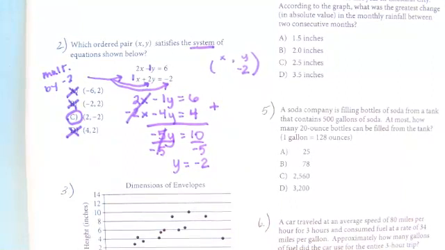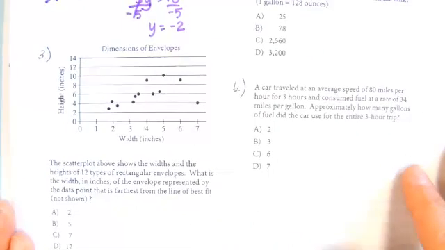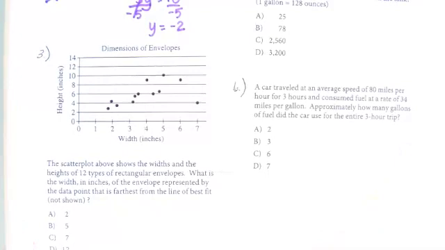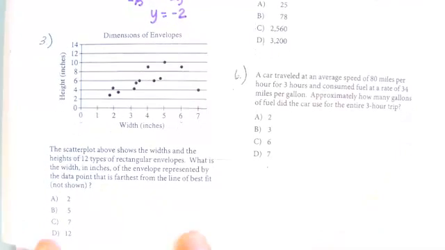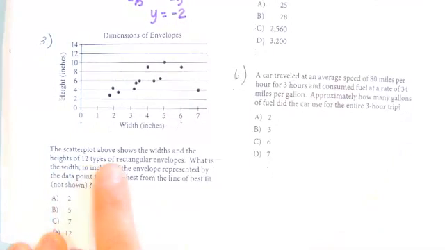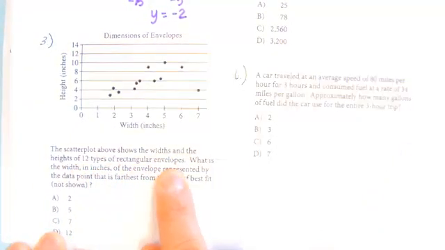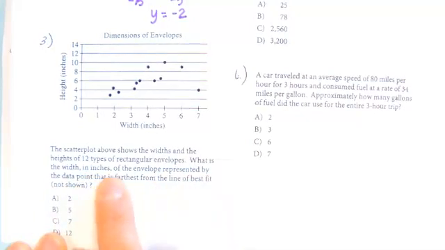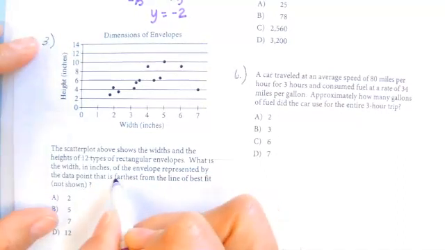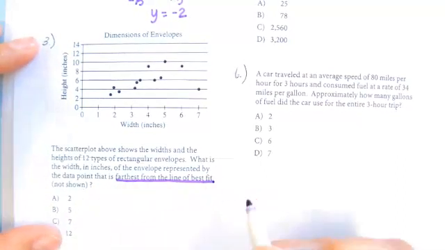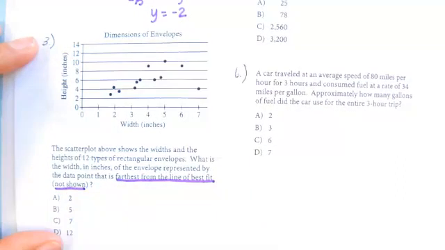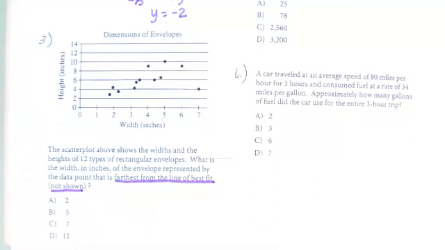Okay, next one. Lots of scatter plot questions usually. So to get us ready, let's talk about some of them. It says, this scatter plot above shows the widths and heights of 12 types of rectangular envelopes. What is the width in inches of the envelope represented by the data point that is farthest from the line of best fit? And it tells you that is not shown. So they don't have a line of best fit. That means that you want to draw one in.